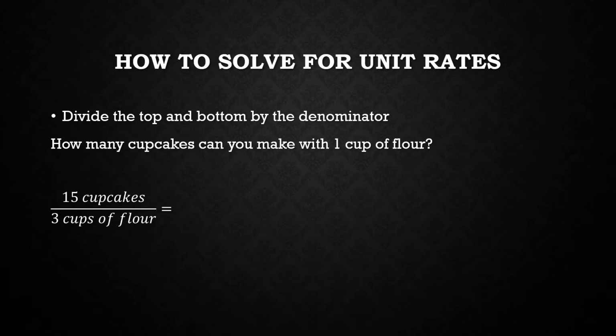How do we solve for these unit rates? Say I have this question here, and I want to know how many cupcakes you can make with 1 cup of flour. Well, when I look at this ratio here, it tells me that I can make 15 cupcakes with 3 cups of flour. And what we want to do when we're solving these types of questions is set up proportions, which is where you have a fraction equal to another fraction. Okay, this is an example of a proportion.